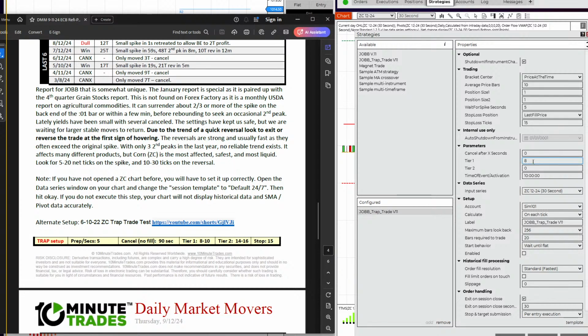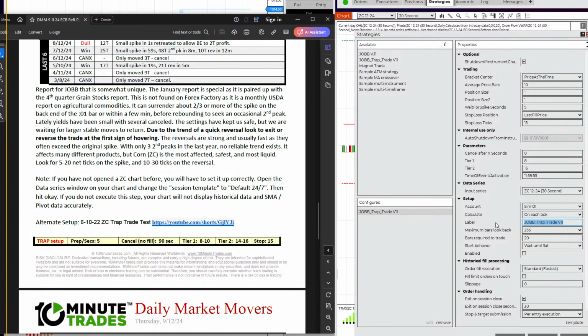My tier 2 is 16, and my stop is 15. Okay. The time of the event is 11:59:55. That means it's going to put my orders on the chart 5 seconds before the news comes out.